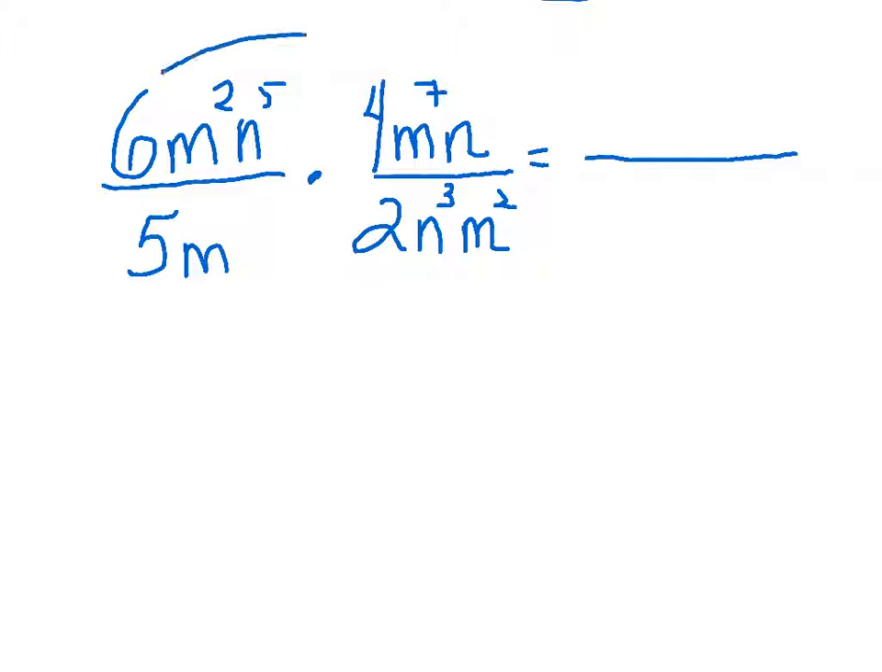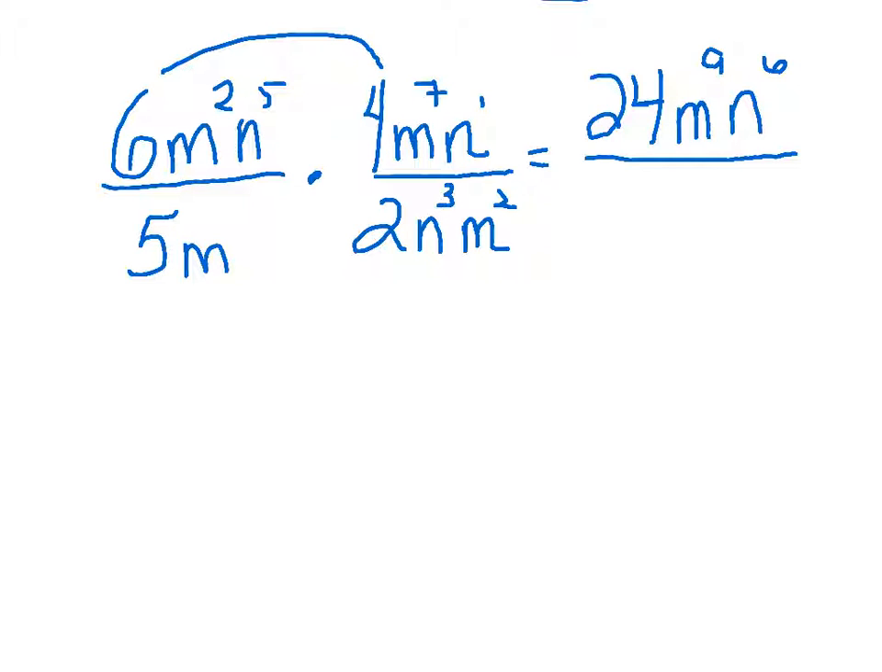6 times 4, those guys are going to be multiplied, that's 24. For our m's, we have an m to the 2nd and an m to the 7th. We add those exponents, so that gives us m to the 9th. For our n's, we have an n to the 5th, and this here is technically an n to the 1, so we're going to end up with 6 n's, or n to the 6th power. That takes care of our top.